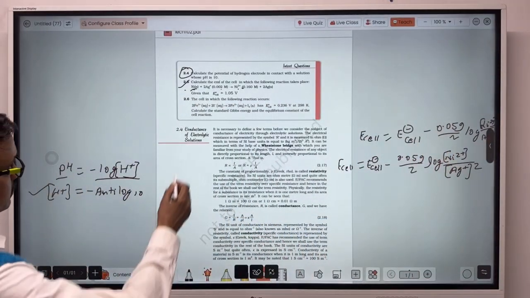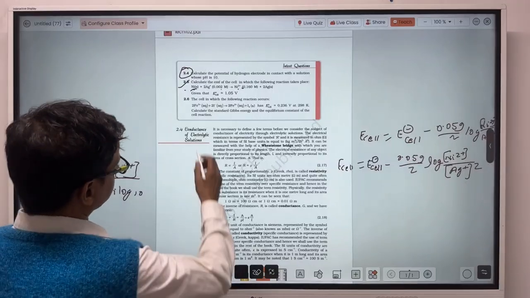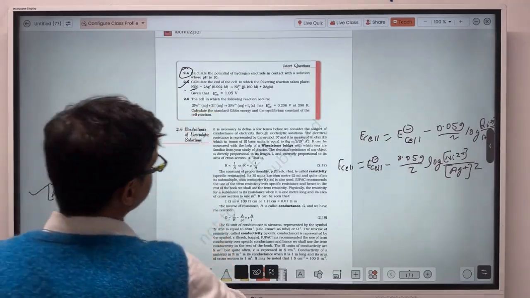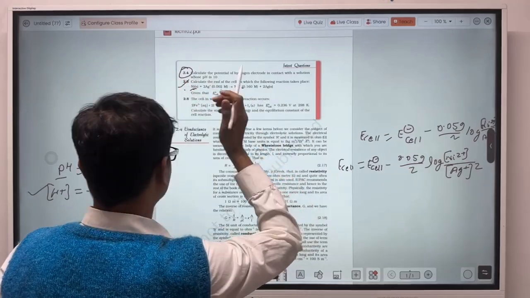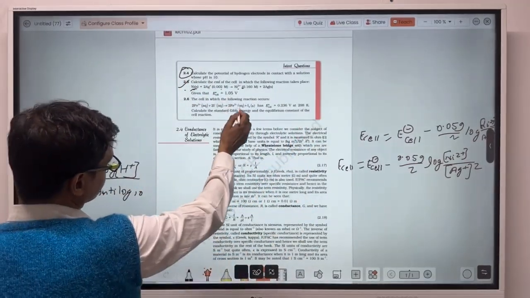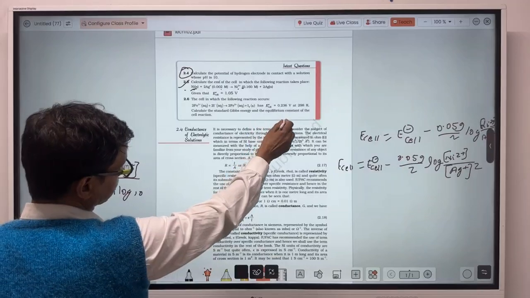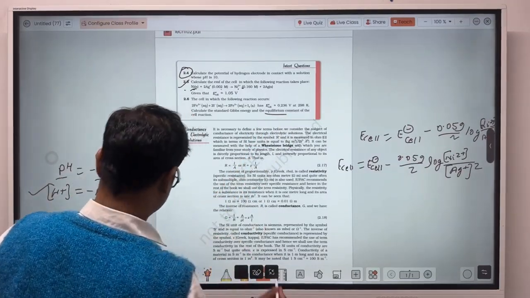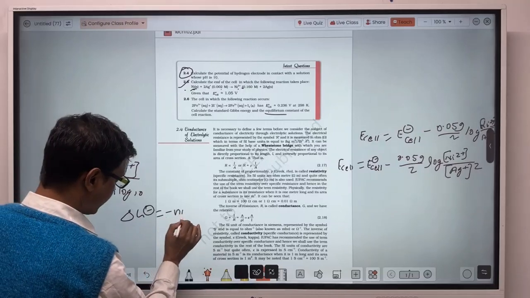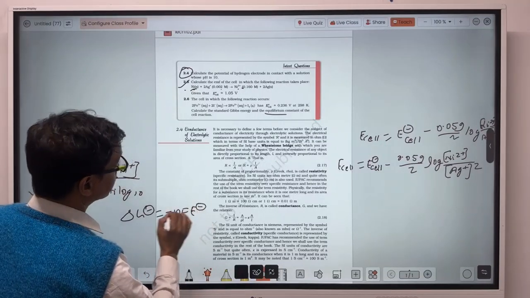The next question is the cell in which the following reaction occurs: Fe3 plus reacts with I minus to give Fe2 plus. Calculate the standard Gibbs energy and the equilibrium constant. Let's see what the change in oxidation number is here and how much n will be. You already know delta G standard equals minus nFE standard.